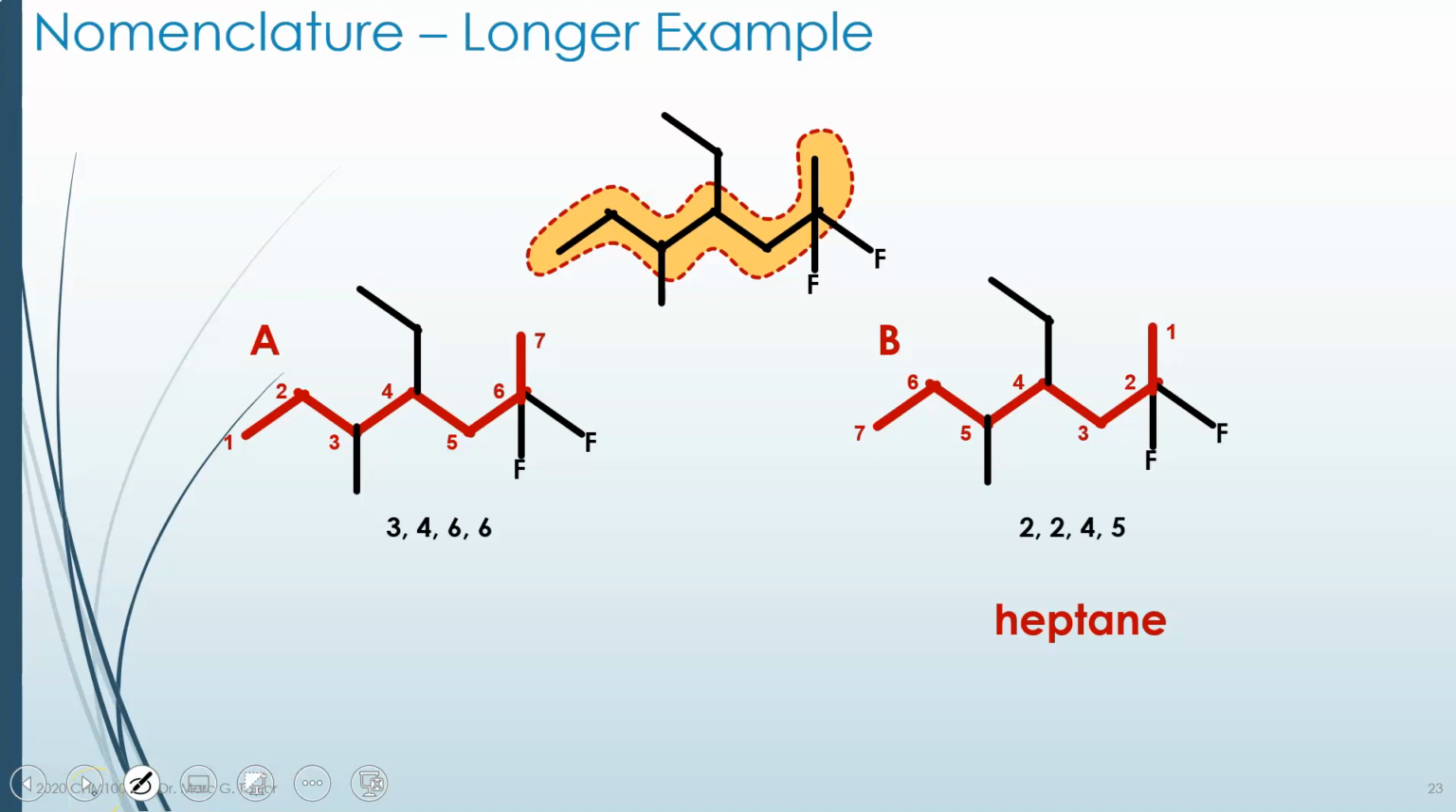Well, in the left one, we have a methyl here, we have an ethyl here, we have a fluoro here, and a fluoro here. Be careful on those. Be careful what you're circling. Don't circle the bond, circle the substituent.